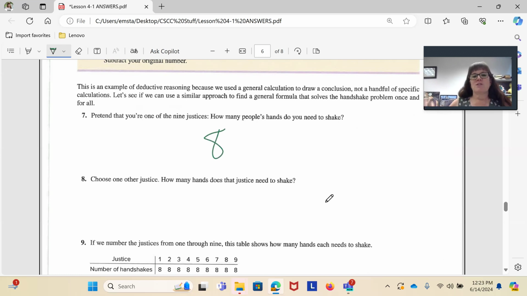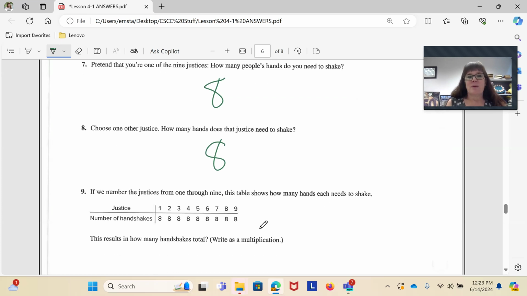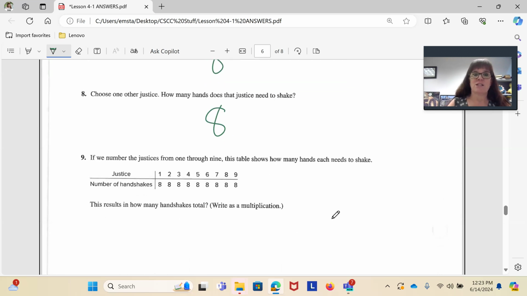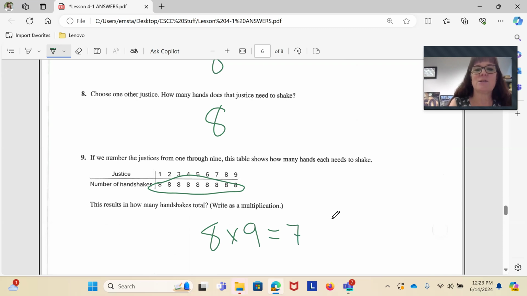My friend over here is another justice. How many hands does that person have to shake? Well, that person also has to shake 8 hands. So if we extend that, we'll see that every justice has to shake 8 hands. How many handshakes is that in total? Well, add up 8 plus 8 plus 8 plus 8, 9 times. Or we can do this multiplication. We're adding 8 9 times. You're welcome to do that in your calculator. 8 times 9 is 72.